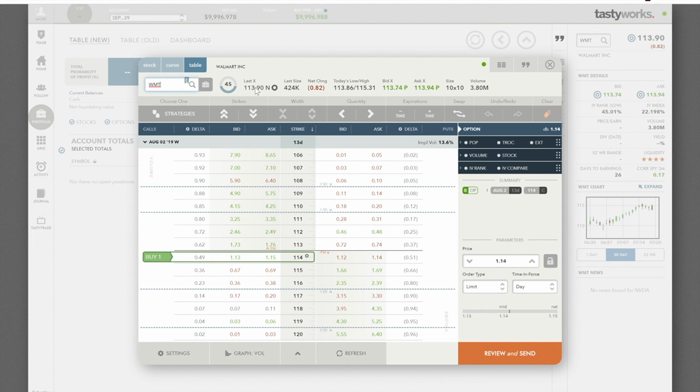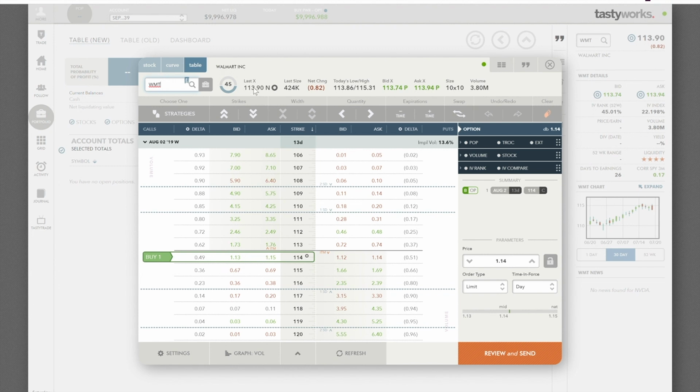So if the stock goes down $1 to 112.90, we can anticipate that our option is going to lose 49 cents, let's call it 50 cents in value. Since we paid 1.15, 50 cents is a significant percentage. That would take the option price down to 65. So you're talking about a 40% risk on a drop of $1 in the Walmart stock. Now, it works the other way as well.